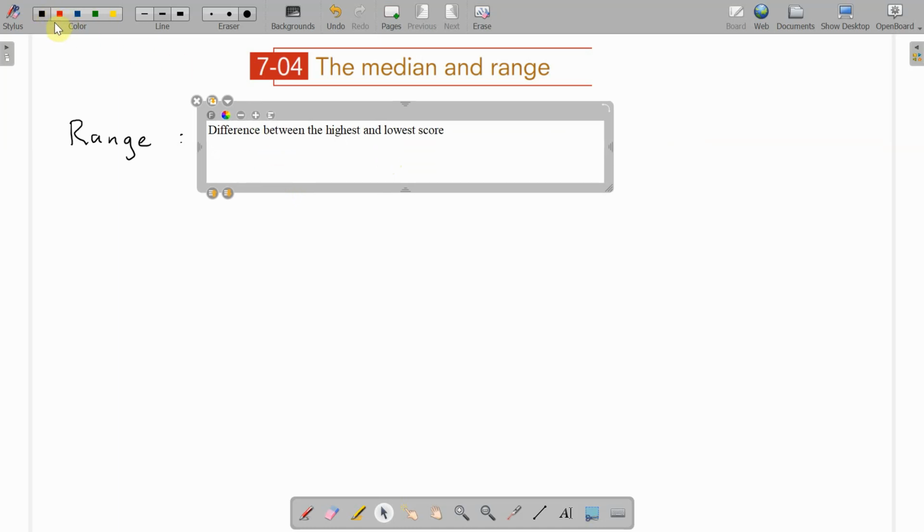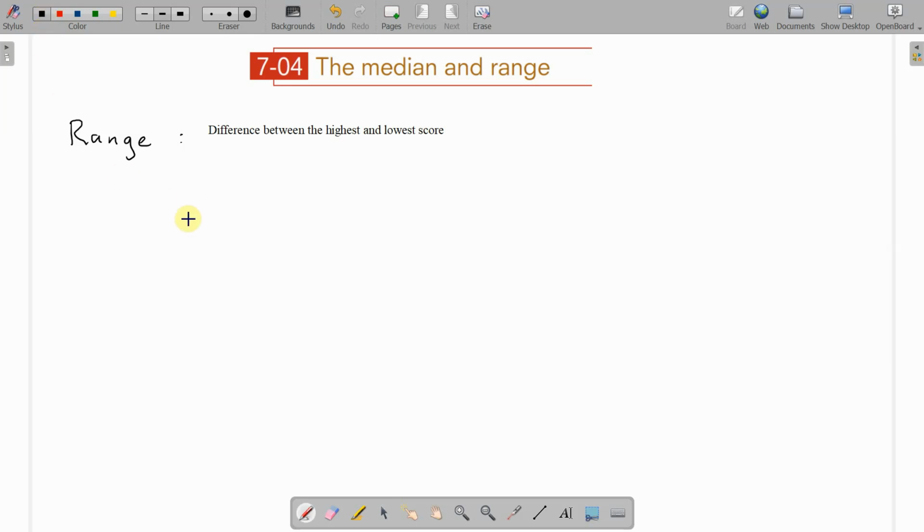So let's say a class does a test out of 20. Just for the sake of doing this, we'll have a small class of 11 students. So we'll do 11, 18, 6, 10, 20, 9, 15, 12, 14, someone else can get 15, and a really low one, 2. Okay, so there's our 11 students having done a test.